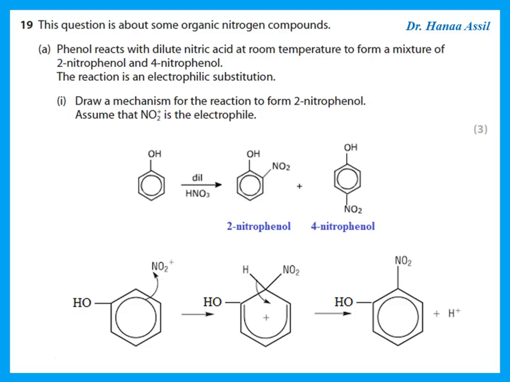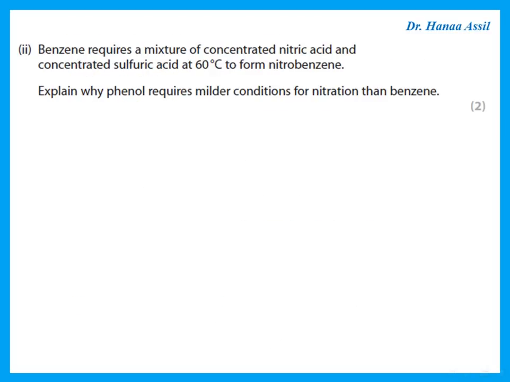You should be able to draw this mechanism. Benzene requires a mixture of concentrated nitric acid and concentrated sulfuric acid at 60 degrees Celsius to form nitrobenzene. So it needs strong conditions to form. Explain why phenol requires milder conditions for nitration. It's easier for phenol to react than benzene.